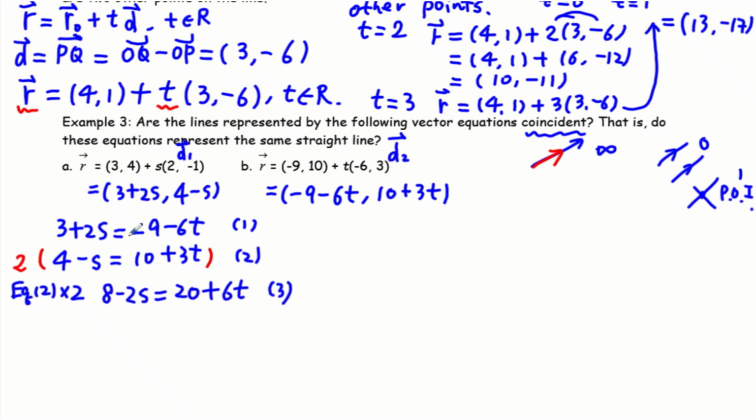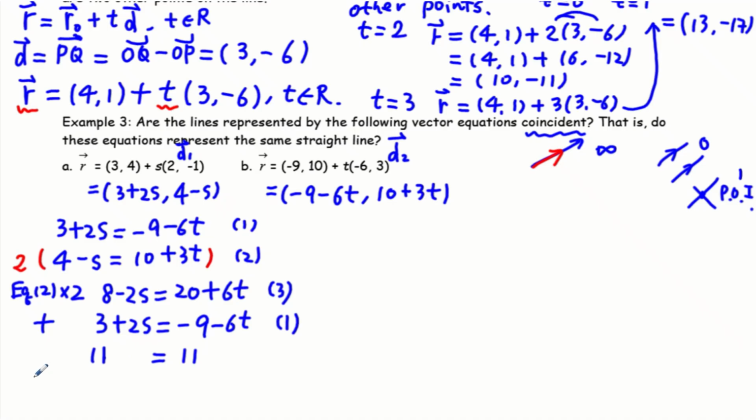Then we copy equation 1 below it to align them very well. Then you will see negative 2s, positive 2s. If we add these two, equation 1 and equation 3, together, we can get rid of the s. So adding together, minus 2s plus 2s is 0. This is what we want. 20 minus 9 gives us 11. Then plus 6t minus 6t is 0. So 11 equals 11, always true.